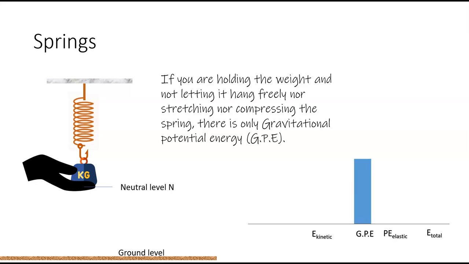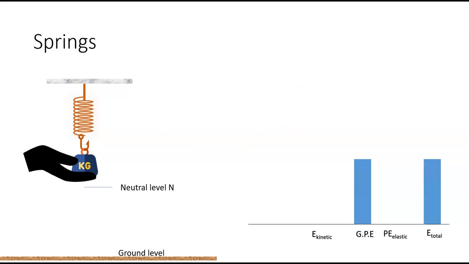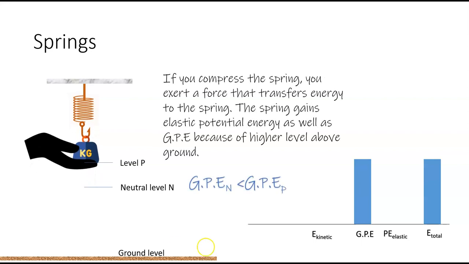only gravitational potential energy. If you exert a force to compress the spring, the weight gains gravitational potential energy as it moves to a higher position. The force that you exerted to compress the spring causes a transfer of energy to the spring, which gains elastic potential energy stored in the spring.